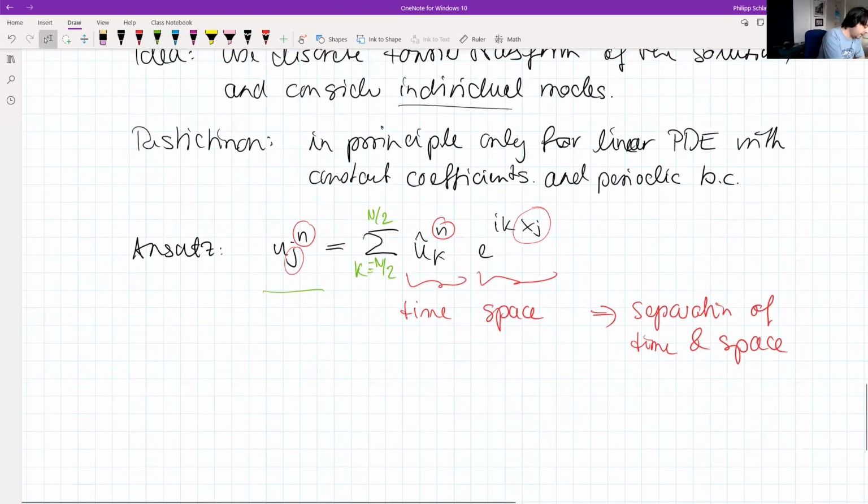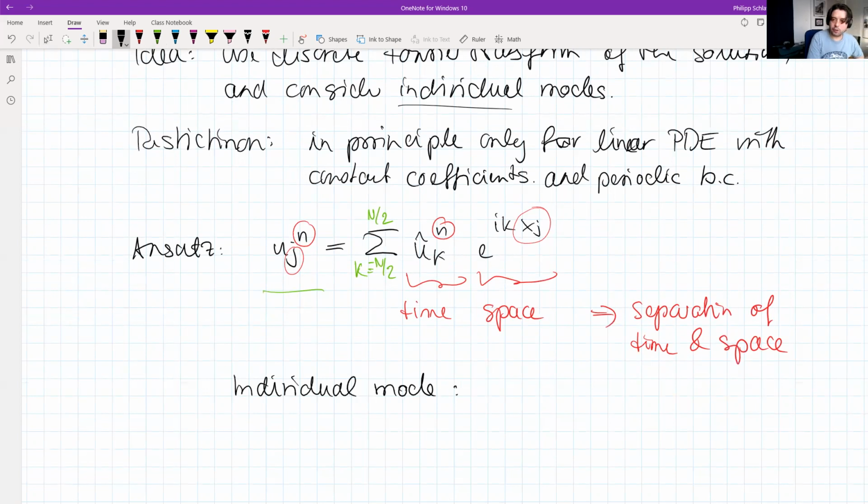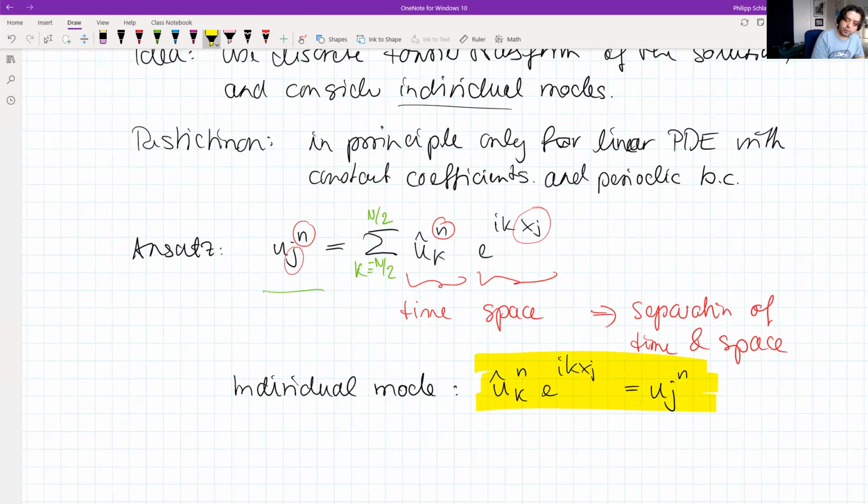And now, based on that, that's my Fourier transform. But now I want to consider just one individual mode. The individual mode would just be one of those terms in the sum: u hat k at time n times e to the i k x_j, and that is now what I would call my solution. So this last expression here is what I would actually like to look at.